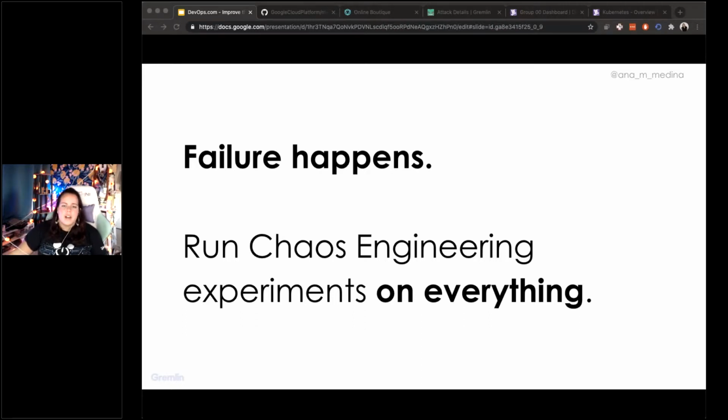And with that, you want to run chaos engineering experiments on your entire stack. You want to run this on your monitoring tools, on your CI/CD environments, maybe even on your people systems as well.